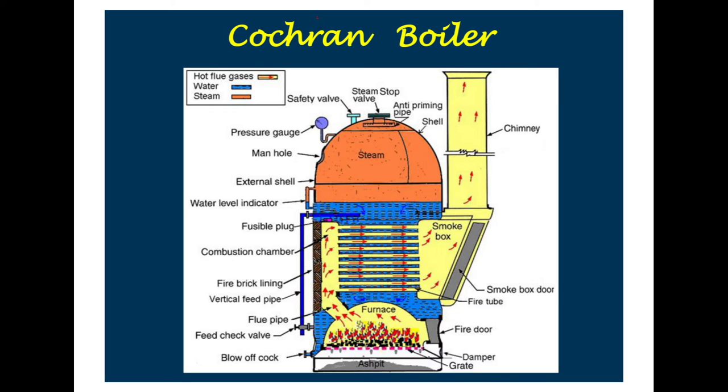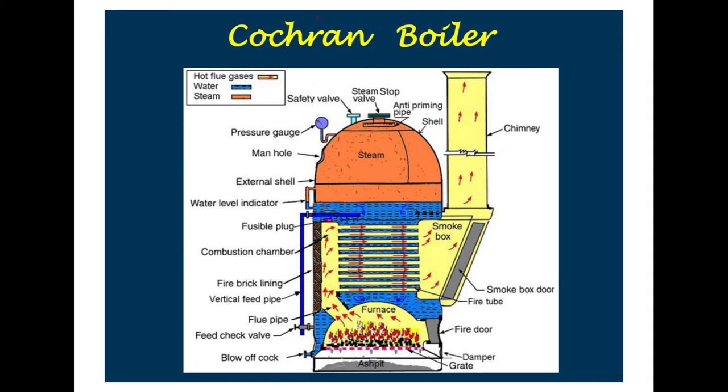Here the top portion has mounting elements or mounting devices like safety valve, steam stop valve, anti-priming pipe, shell, pressure gauge, manhole, external shell, water level indicator, fusible plug, combustion chamber, fire brick lining, vertical pipe, feed pipe, fuel pipe, flue pipe, fire tube, smoke box door, smoke box, chimney, and so on.